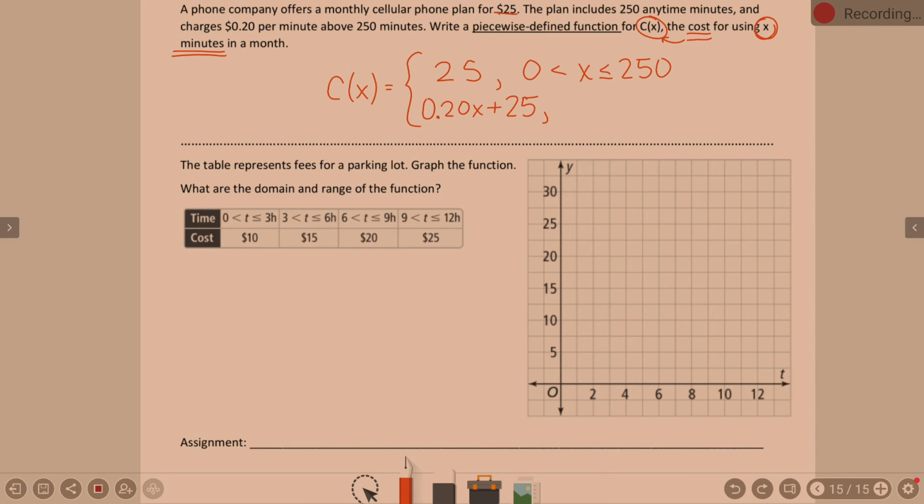Now, when is the only time I use this piece of the equation? Yeah, when my minutes are above 250. So in this one, I'm just going to say x greater than 250 because we don't have a max. It's not like it's saying it has to be under something.